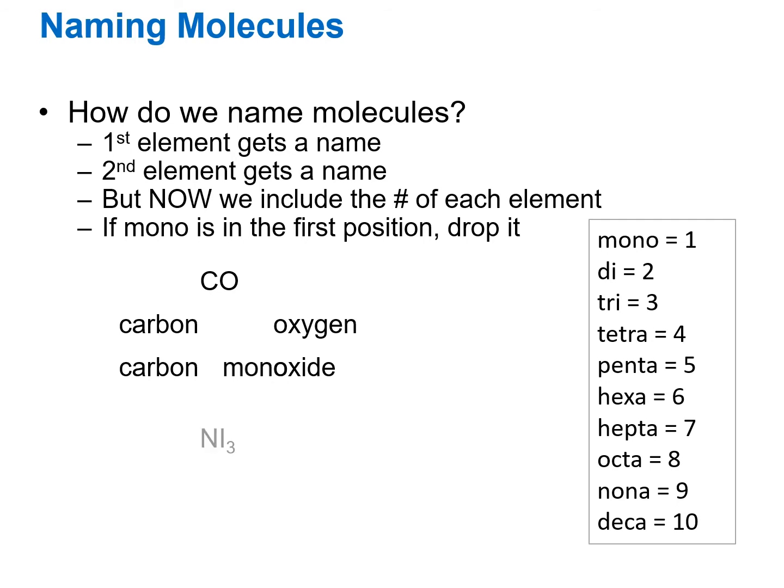Let's take a look at this one. So we have nitrogen and we have iodine. Nitrogen stays nitrogen. Iodine becomes iodide. We have one nitrogen. We have three iodide. And we're going to get rid of that mono. But in the case of triiodide, we're actually going to keep it, because tri tells us about three and iodide tells us about the element.